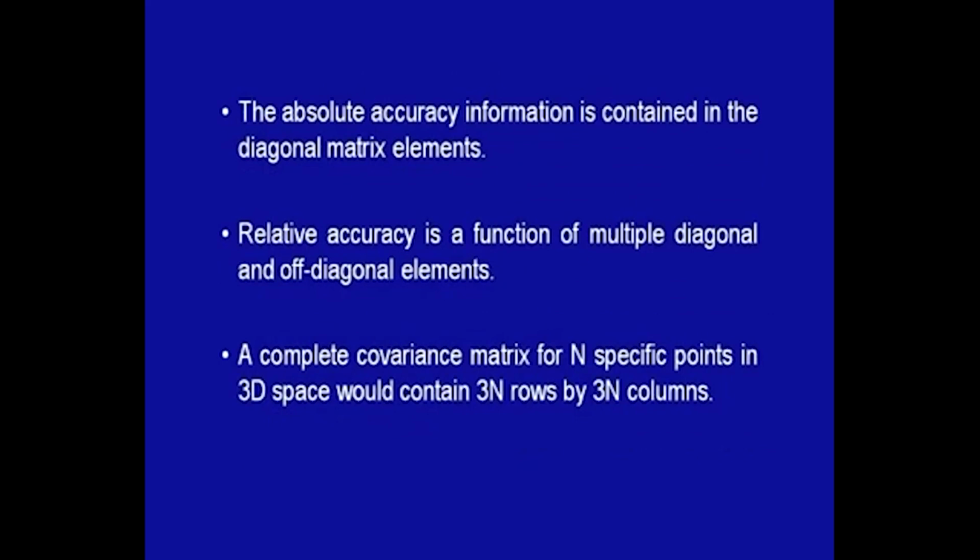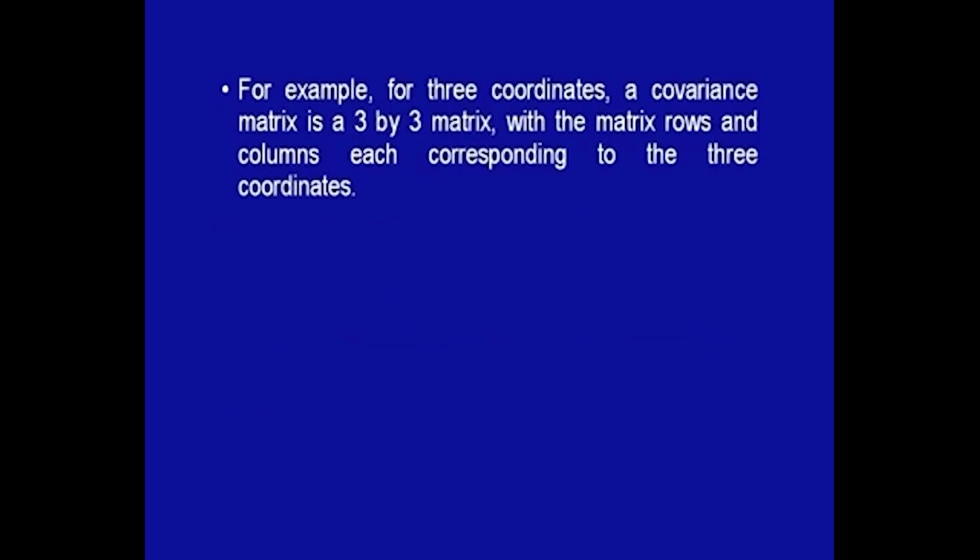The absolute accuracy information is contained in the diagonal matrix elements. The relative accuracy is a function of the multiple diagonal and the off diagonal terms. A complete covariance matrix of n specific points in 3D space would contain 3n rows by 3n columns. For example, for a 3 coordinate, a covariance matrix is a 3 by 3 matrix with the matrix rows and the columns each corresponding to the 3 coordinates.